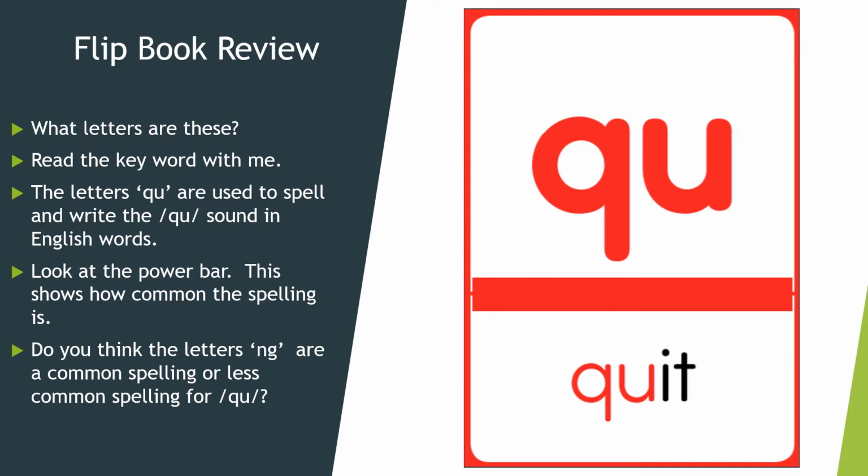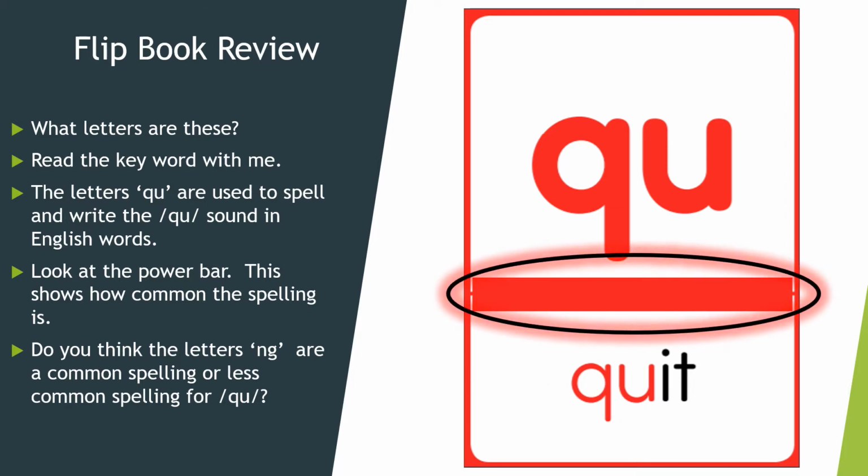What letters are these? These are the letters Q, U. Read the keyword with me. Quit. The letters Q, U are used to spell and write the qu sound in English words. Say qu. Take a look at this power bar. Oh my goodness, that is a huge power bar. The power bar shows how common the spelling is. Do you think the letters QU are a common or less common spelling for the qu sound?